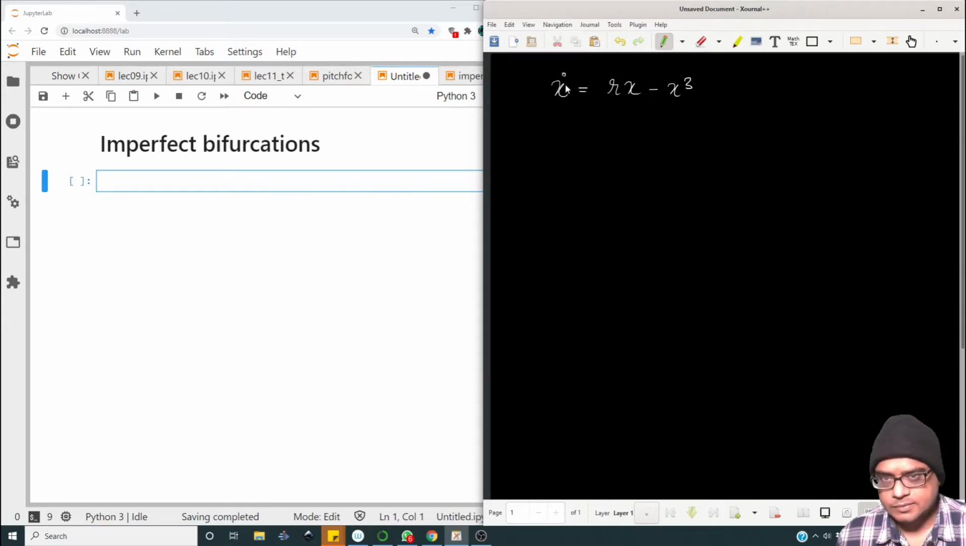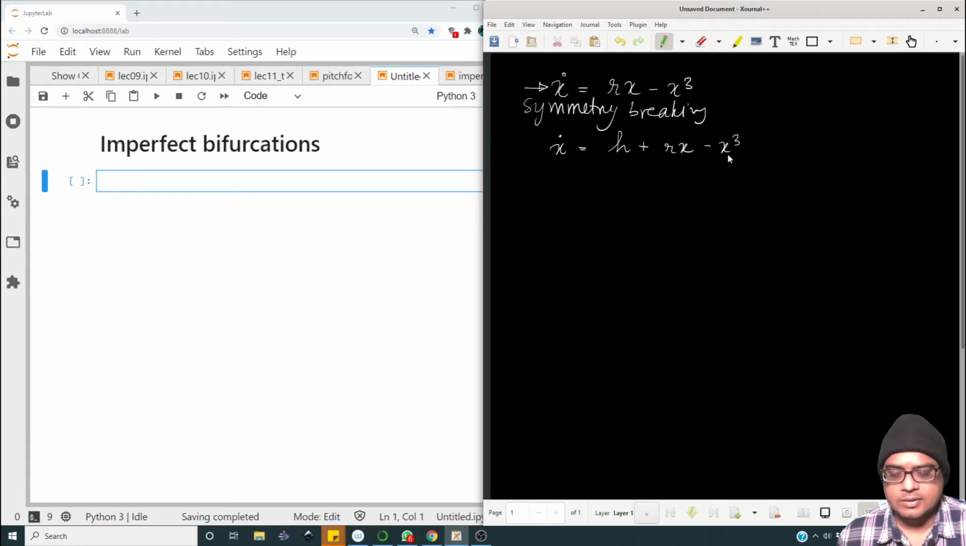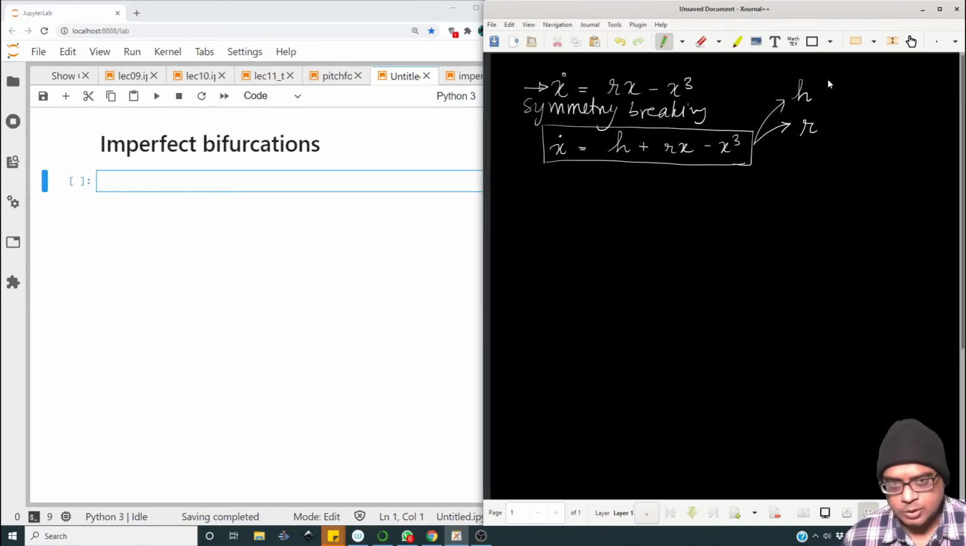Now, often in many questions there is something called symmetry breaking, and a parameter which can break the symmetry of this equation is a simple constant term, something as simple as this. Given this prototype equation, there are now two control parameters. The first control parameter is h and the second is r. Upon changing these two, we can have various characteristics of the equation. When h is equal to 0, we reduce to the normal pitchfork bifurcation.